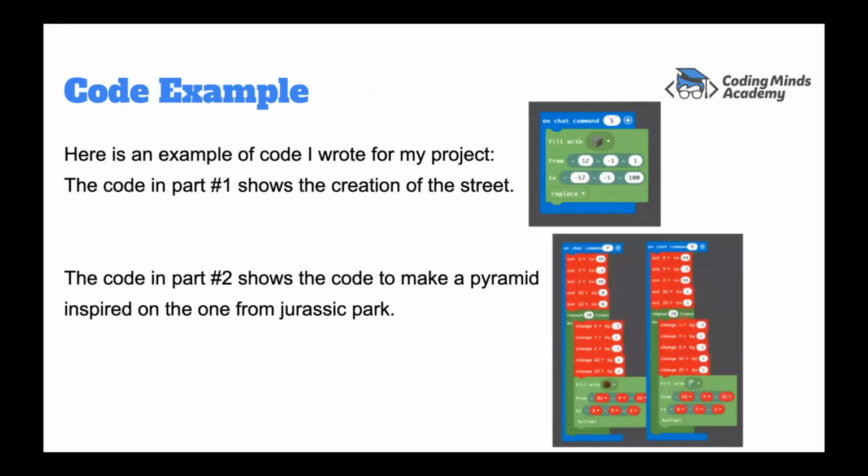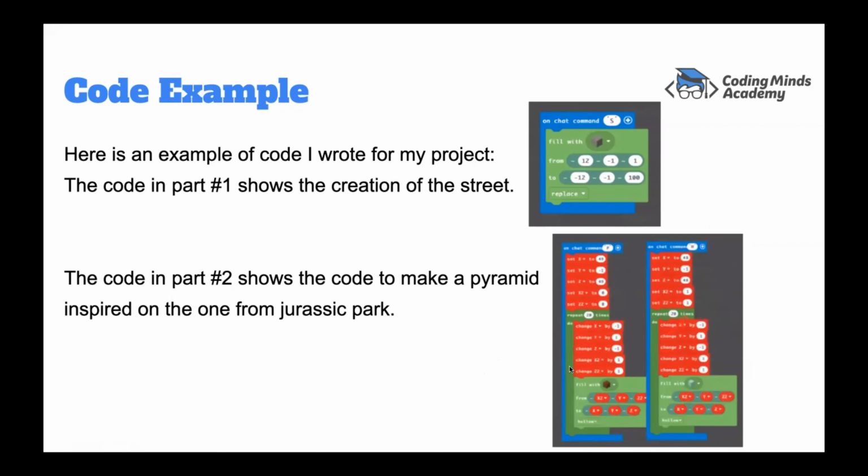Code example. Here's an example of code I wrote for my project. So the code, this one is for the street. And as you see, this one is from here to here, how wide. And this one responds below you, so -1. And this one is how long it goes. And this one is how I made the pyramid inspired by the one from Jurassic Park.